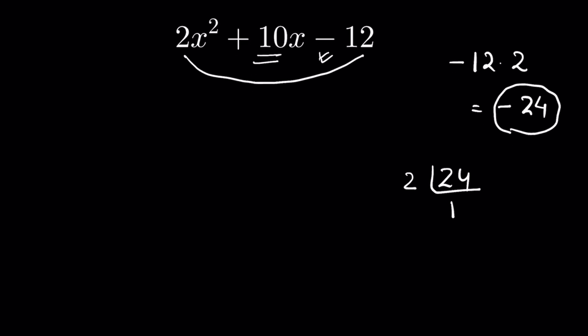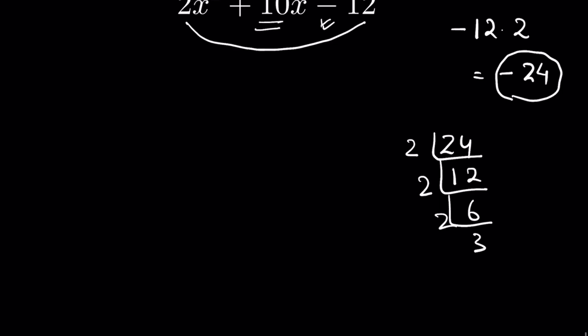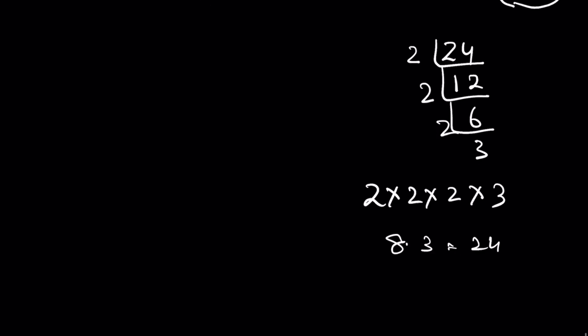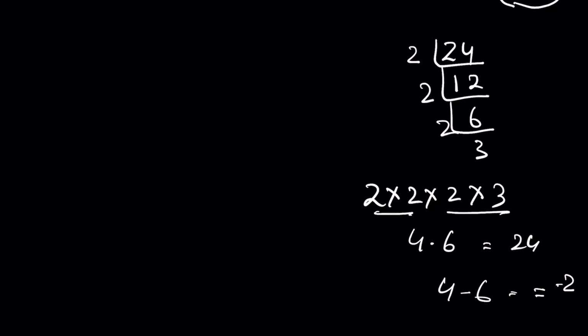Now factorize 24. 2 times 12 is 24. 2 times 6 is 12. 2 times 3 is 6. So we have 2 times 2 times 2 times 3. So 8 times 3 is 24, but 8 minus 3 will be 5. So this is not possible. 4 times 6 is 24, but 4 minus 6 is equal to minus 2.